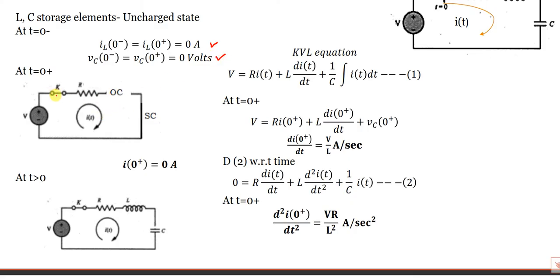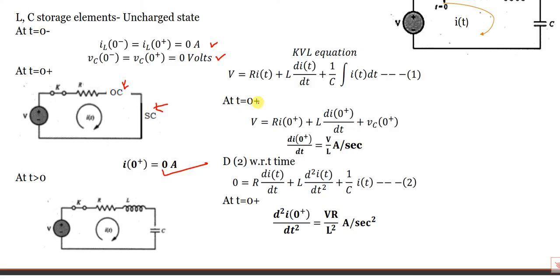At t equals 0 plus, the switch is closed, but the inductor acts as open circuit here and the capacitor acts as short circuit here. Still the circuit is open, so I of 0 plus is also 0 amps. For t greater than 0, write the integro-differential equation. Applied voltage V is equal to R into I of t plus L into di by dt plus 1 by C integral of I of t dt.